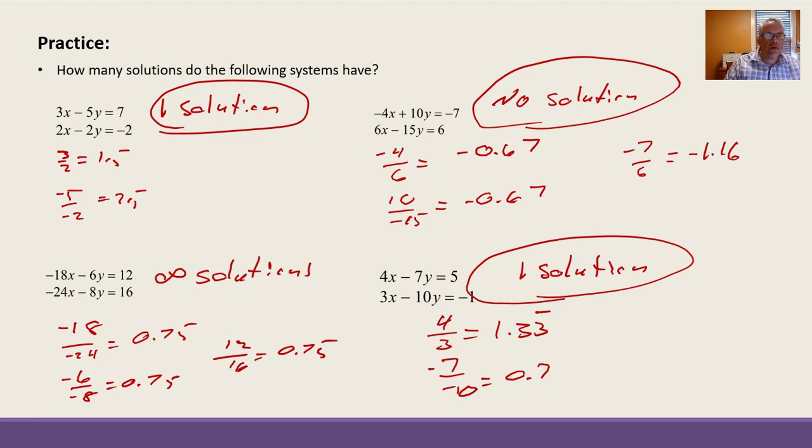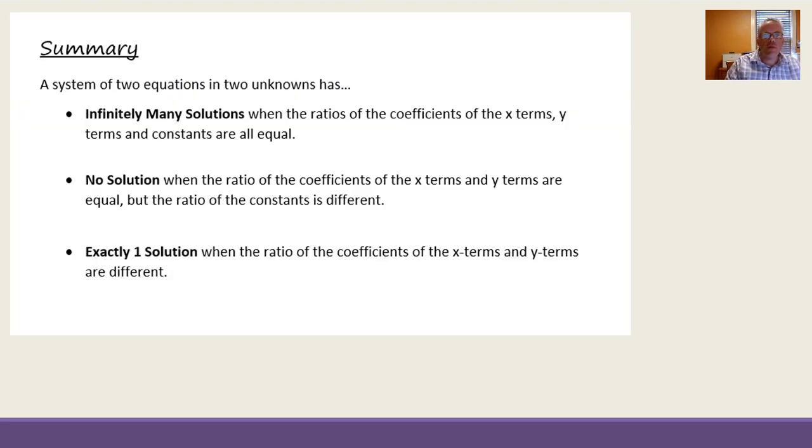Okay, so a quick summary here. You'll find this in the worksheet you're about ready to do. But a system has infinitely many solutions when the ratios of the coefficients of the x terms, the y terms, and the constants are equal. All three ratios equal. It has no solution when the ratio of the coefficients of the x terms and the y terms are equal, but the ratio of the constants is different. And finally, exactly one solution when the ratio of the coefficients of the x terms and the y terms are different. So, not too hard to do and to check if you kind of know what's going on. It just takes a little bit of practice.